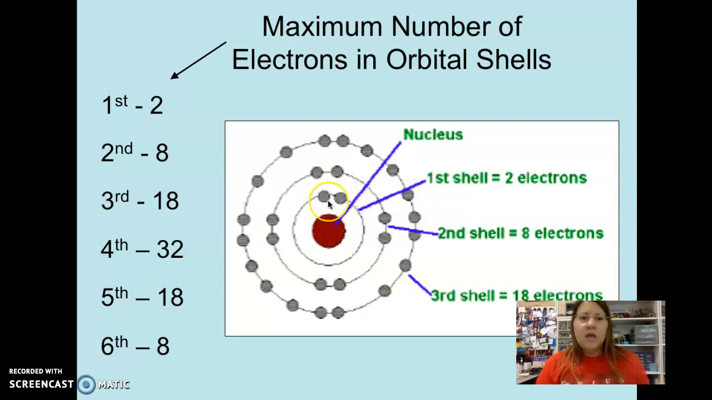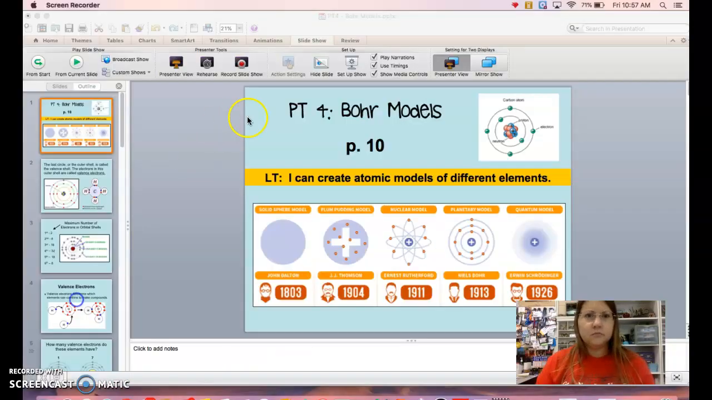So for example, if we need 3 electrons represented on this atomic model, we could put 2 on the first orbital shell, but the third one wouldn't fit. So then you'd have to draw another ring, and that's why you have the next orbital shell, so you can place the next electrons on those orbital shells.